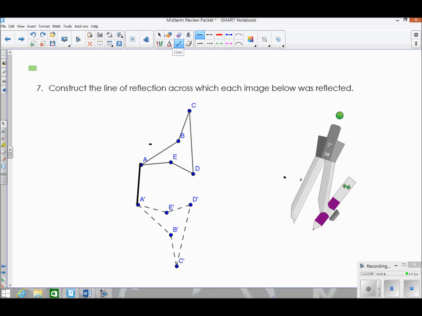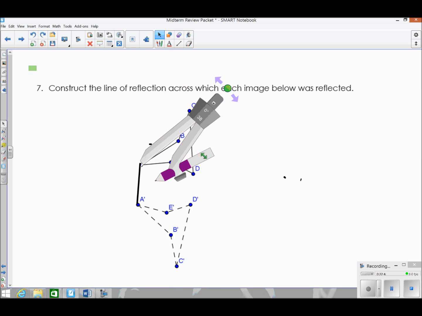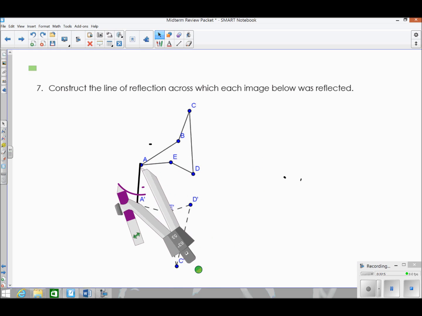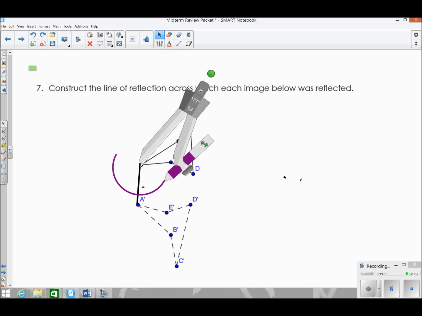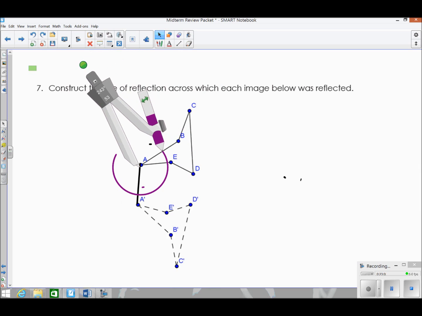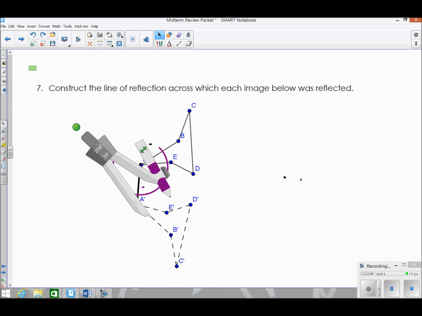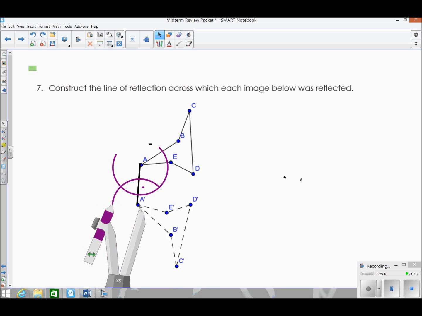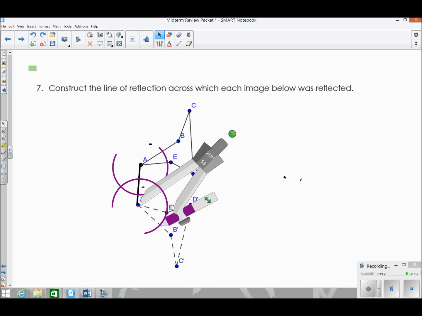So I'm going to take my compass and go to point A, and remember you're going to go more than halfway, so you're going to adjust this so it's more than halfway. Then you're going to mark an arc above and below. Not quite all the way, you just need an arc above and below. Then you're going to go to the other endpoint and mark that same distance, because you're going equidistant from each endpoint.